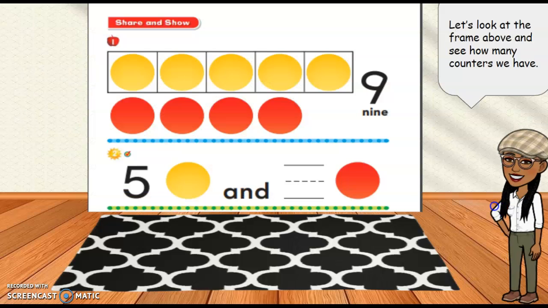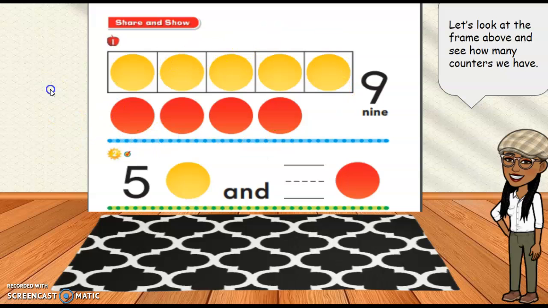All right. So now we have 9 counters, but we have 2 different colors, or 2 different groups. Something that I notice is I see the number 5 and then I see a yellow counter. So that makes me think that there are 5 yellow counters. But I notice that there's a number missing. So it's our job to figure out, well, what number do we think is missing? Okay. So let's see. 1, 2, 3, 4. So how many red counters are there? There are 4. Good.